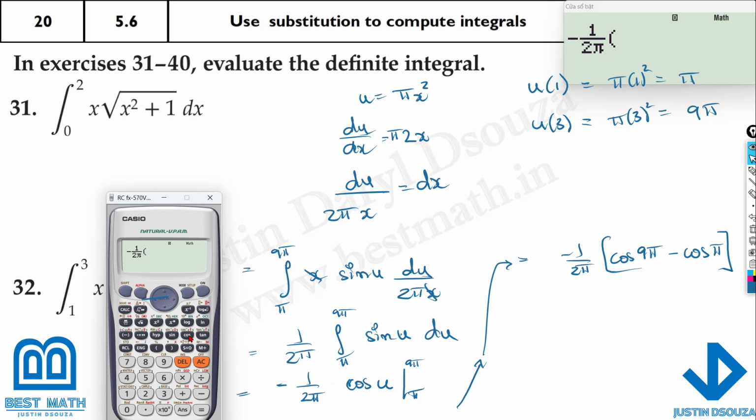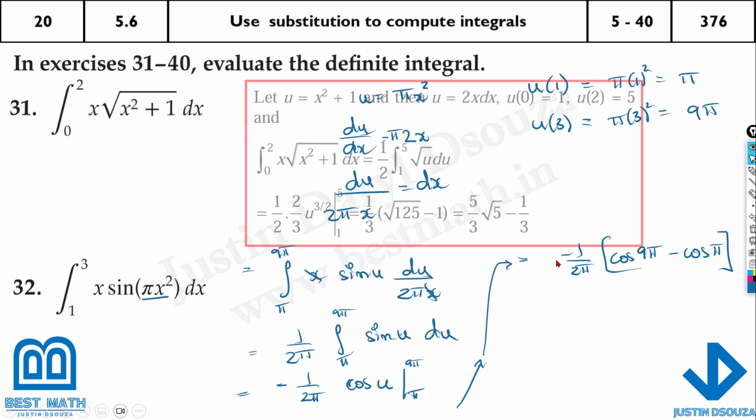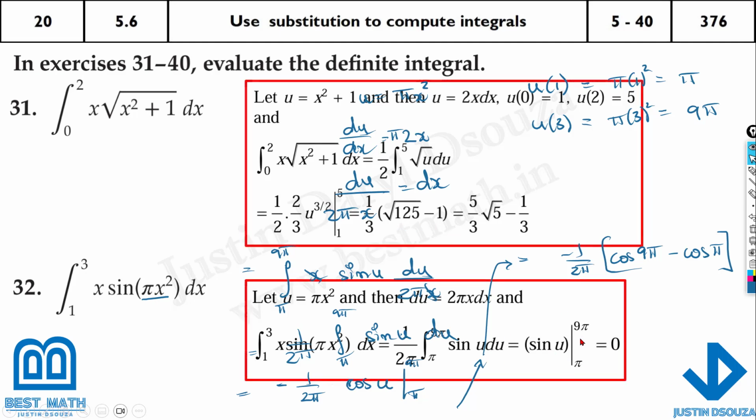That's the last step. Cosine 9 pi, shift and the symbol here, minus cosine pi only. Close the bracket. And make sure you convert to radian. See, it's in degree mode. Shift mode 4 gives us radian. So that's the answer, because these two cancel off. They're coterminal angles. It's basically the same value, cosine 9 pi and cosine pi. So the answer will be 0. So that's the final answer. Here you can see. That's it.